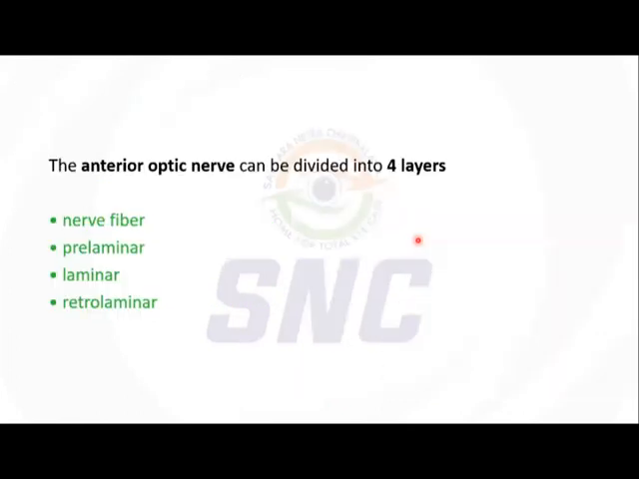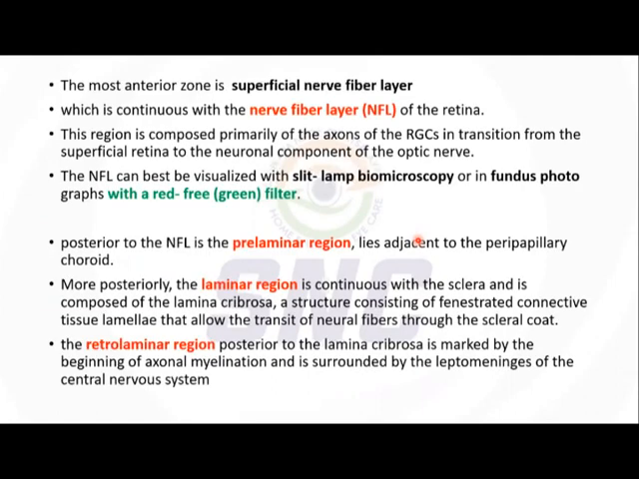The anterior optic nerve can be divided into four layers, that is the nerve fiber layer, prelaminar layer, laminar layer, and retrolaminar layer. The most anterior zone is the superficial nerve fiber layer, which continues with the nerve fiber layer of the retina, and the region is composed primarily of the axons of retinal ganglion cells. That is a transition from superficial retina to the neuronal component of the optic nerve.